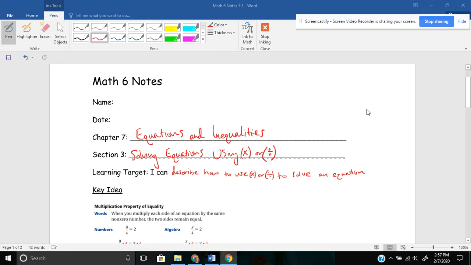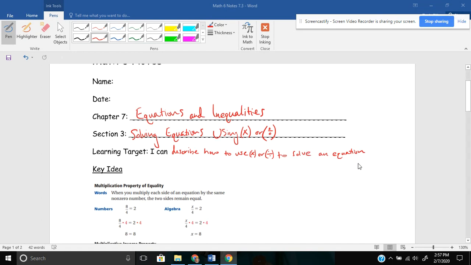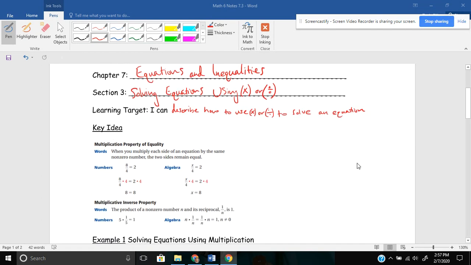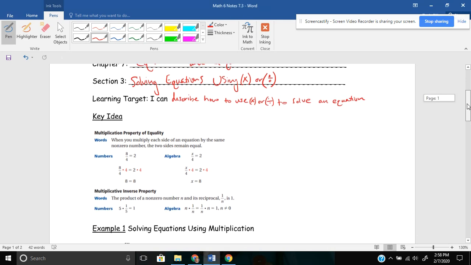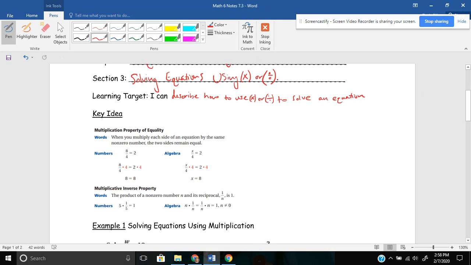Hello, sixth graders. Welcome to 7.3, where we're going to move on in equations and discuss a little bit now how multiplying and dividing work when solving an equation. So for our key idea today, it says something very similar to what your last key idea did when we were using subtraction or addition. Now it's using multiplication or division.